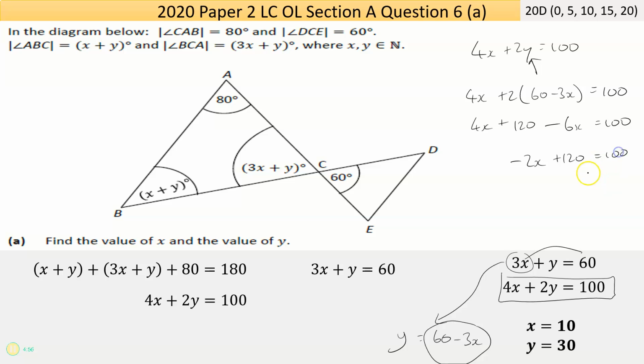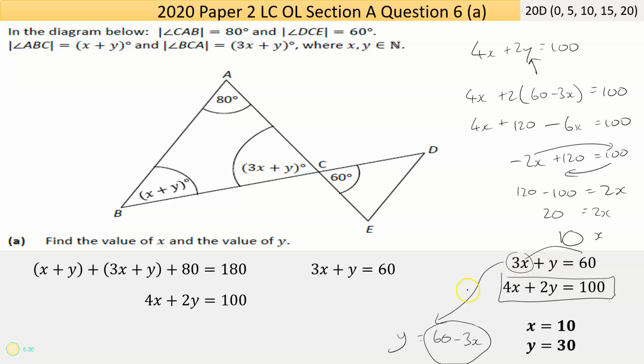Now, depends what you want to do here. But I could bring the 2x across this way and the 100 across this way and get 120 take away 100 equals plus 2x. Now 120 take away 100 is 20, equals 2x. Now hopefully this is very obvious. Bring the 2 across, becomes divided. x is equal to 10.